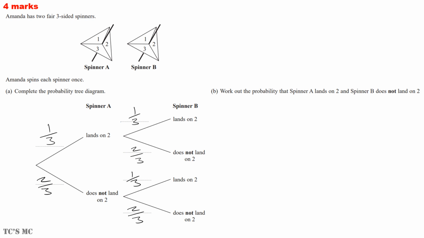Part B, work out the probability that spinner A lands on 2 and spinner B does not land on 2. That means we need to go to spinner A lands on 2 and then spinner B does not land on 2. Because it said the word and, we must multiply. So we need to do 1/3 multiplied by 2/3. We now have 1 mark. That gives us 2/9. We now have our second mark. Overall, we now have 4 marks.